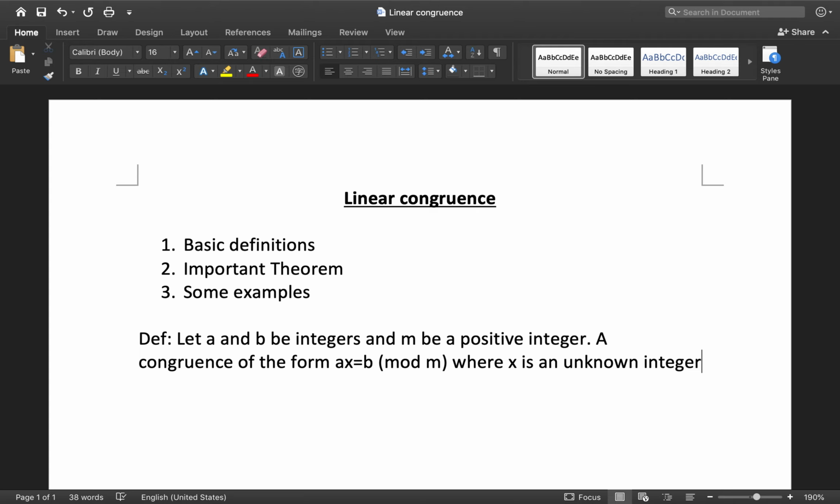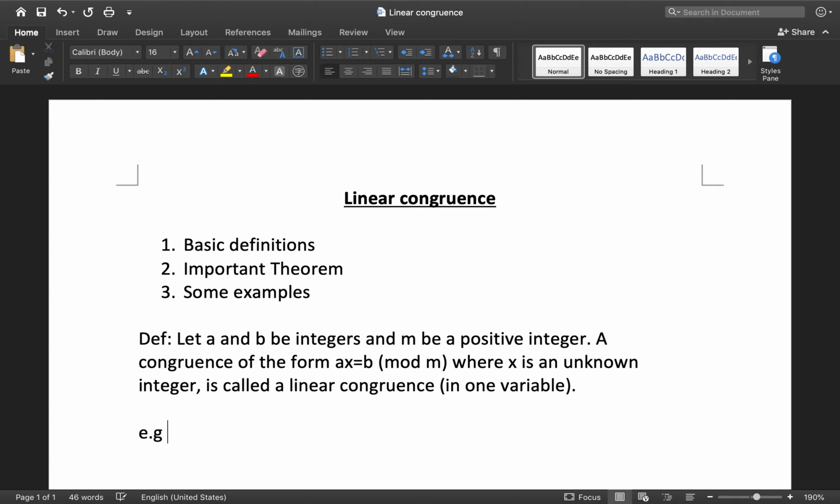Then if we have an equation like that, then this is called a linear congruence. To be more specific, this is a linear congruence in one variable. Okay, so that's the basic definition. In other words, we have a, b, m, they are all given, but x is an unknown. So we have to solve for x from the equation.